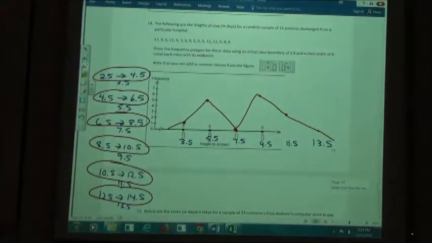You don't have to draw the lines. The lines will be there. The last one was 1. The number 13 would have been between 12.5 and 14.5. So there should just be 1 in that last section.